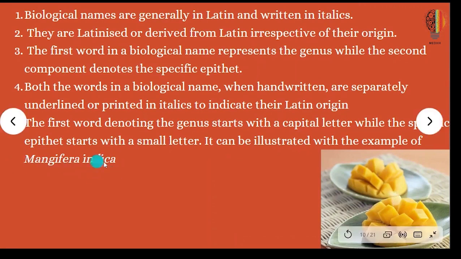As an example, Mangifera indica, the biological name for mango, you can see it is printed in italics to show that it is the scientific name or to indicate its Latin origin. And another rule is the first letter of the genus should always start with a capital letter, while the second component, that is the specific epithet, should start with a small letter. Okay, so we will follow these codes again and see an example of Mangifera indica.